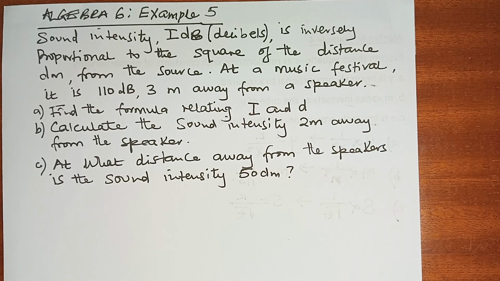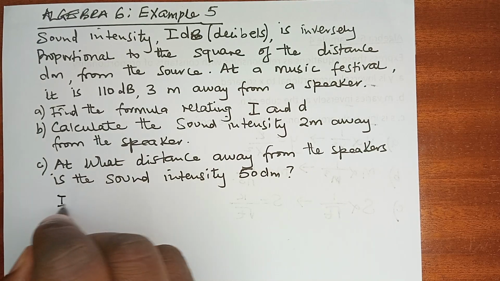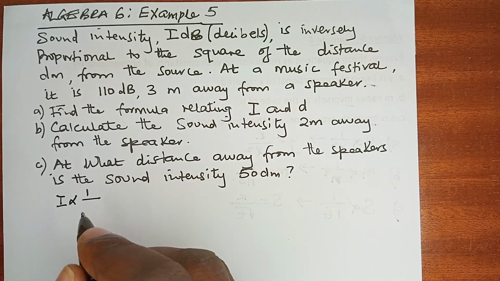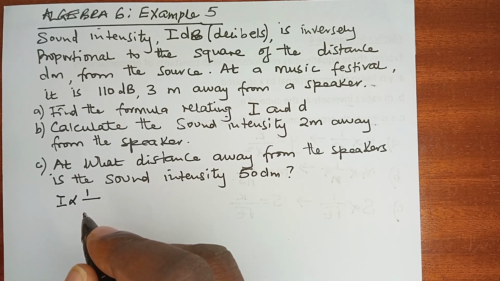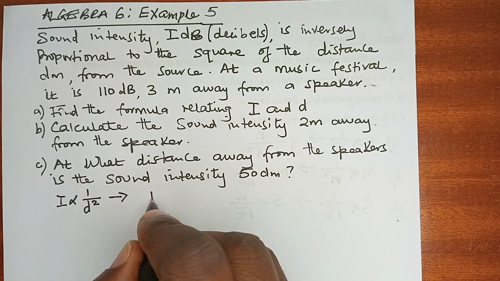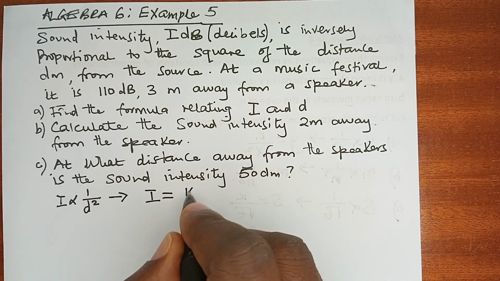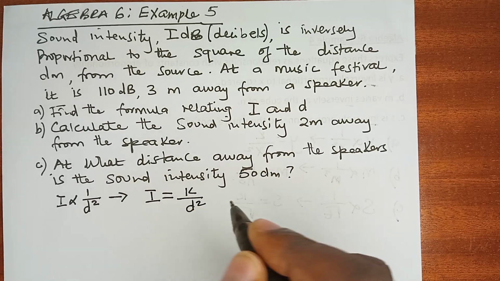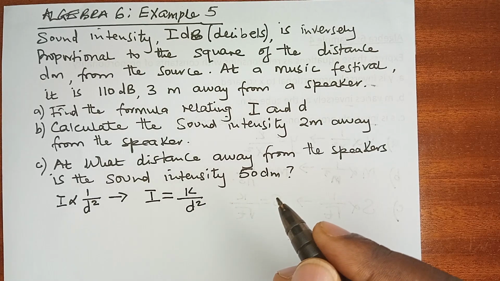The intensity is inversely proportional to the square of the distance from the source. Before we can even go to the details, the intensity is inversely proportional to the square of the distance, d squared. And in this one, intensity is equal to k over d squared. Let's now go to details.